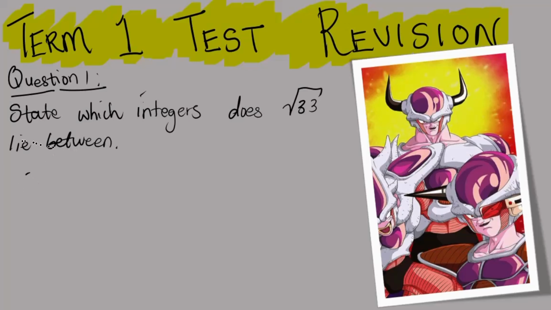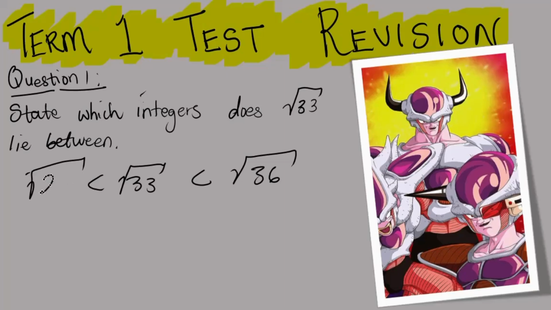Okay, so let's see. State between which integers root 33 lies. Root 33 is found between the following perfect squares. It's found below the perfect square of 36, and above the perfect square of 25, right? Therefore, the root of 33 is found between 5 and 6. So there are your 2 marks, guys. This question would usually be 2 marks. They'd expect you to answer it in 2 minutes, but you can do it in less.